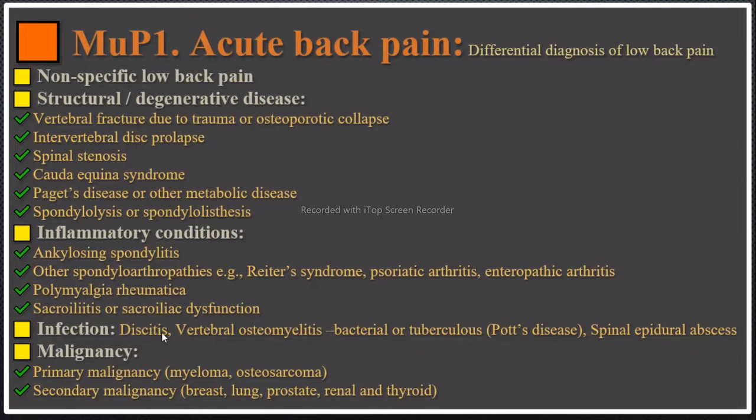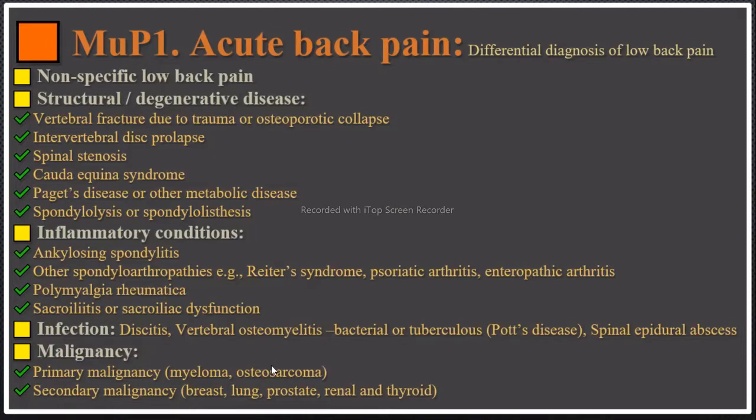Infection, as we mentioned, discitis, vertebral osteomyelitis, bacterial or tuberculosis, maybe abscess. Malignancy may be primary or maybe secondary. If primary, the patient doesn't have any history of cancer, so he has only constitutional symptoms and no history of cancer. So think about myeloma, think about osteosarcoma.